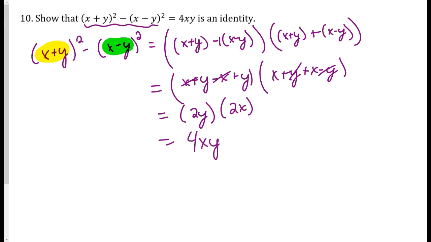You can do this question by brute force and say I'm going to square that, and then subtract. And you're still going to get 4xy. But it's nice and nifty to look for and say this is really the difference of perfect squares.